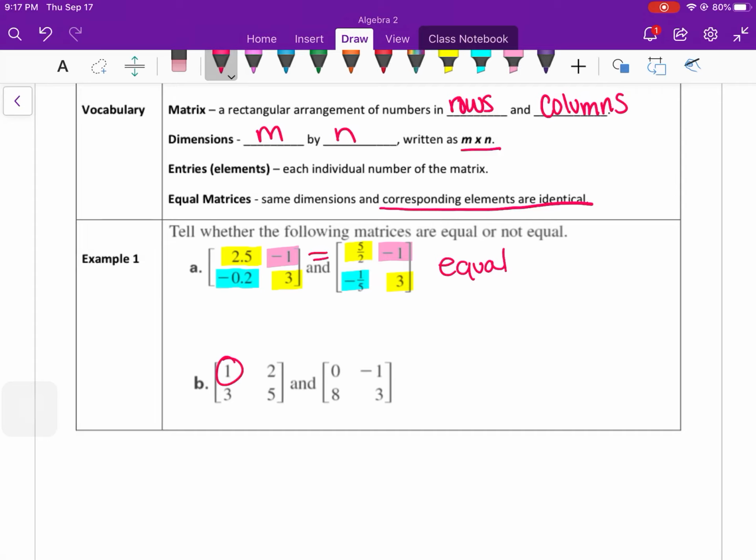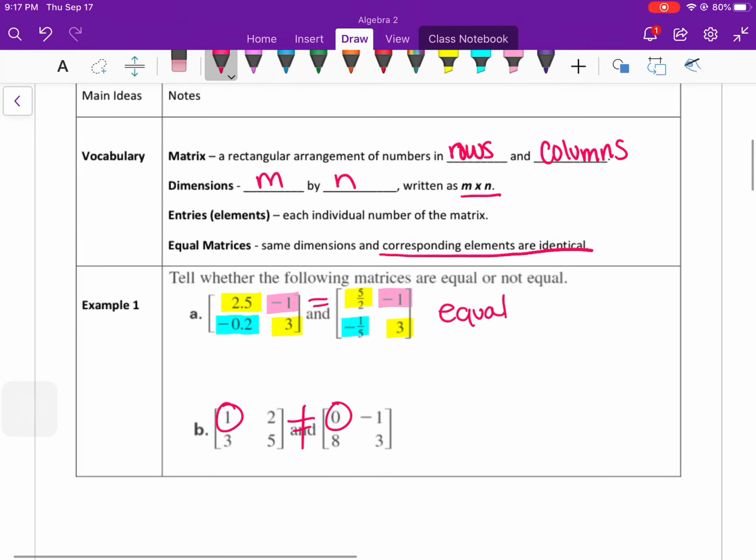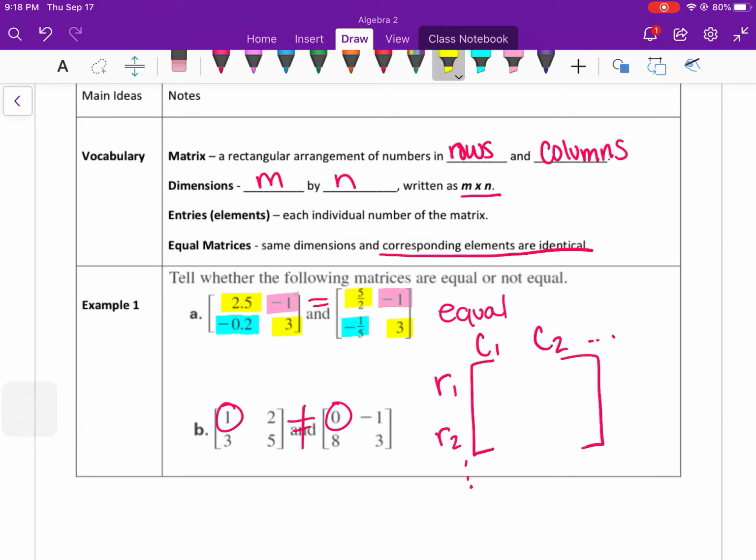Here you can see the first row, first column is not the same, so these ones are not equal in B. So each entry in each individual spot has to be the same. We say these are the rows, so like this one is row 1, row 2, and then column 1, column 2, etc. It can continue going on like that. But we talk about rows going left and right, and columns are up and down. So if I asked for row 1, column 1 spot, that would be right here, row 1, column 1.